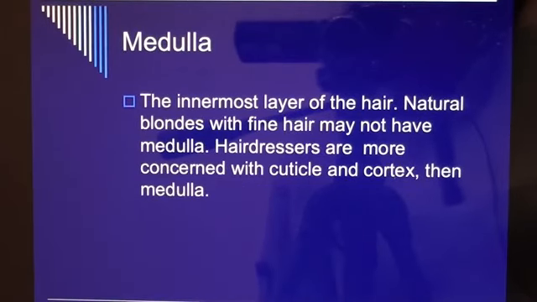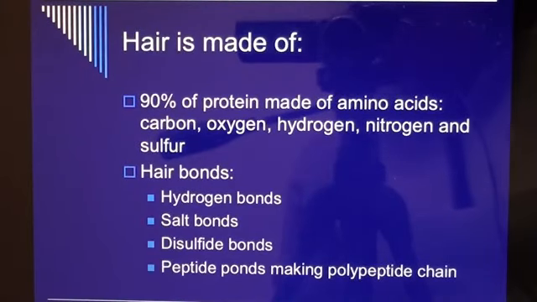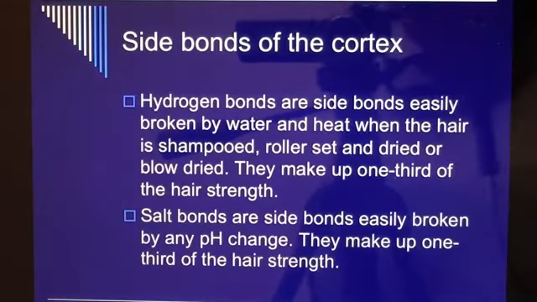Medulla, the innermost layer of the hair. Natural blondes with fine hair may not have medulla. Hairdressers are more concerned with cuticle and cortex than medulla. Hair is made of 90% protein, made of amino acids: carbon, oxygen, hydrogen, nitrogen, and sulfur. Hair bonds are hydrogen bonds, salt bonds, disulfide bonds, and peptide bonds making polypeptide chain.